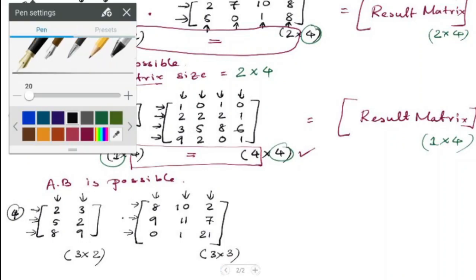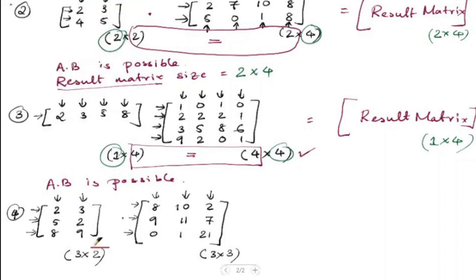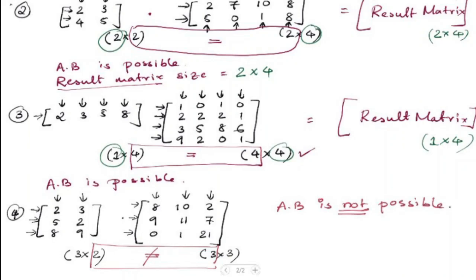And now we check whether the columns of the first matrix are equal to the rows of the second matrix. Is 2 equal to 3? No, it's not. They are not equal. So if they're not equal, then here A times B, the multiplication is not possible. Right? And if it's not possible, of course, we don't have a result matrix, so we don't need to write the size of that matrix.